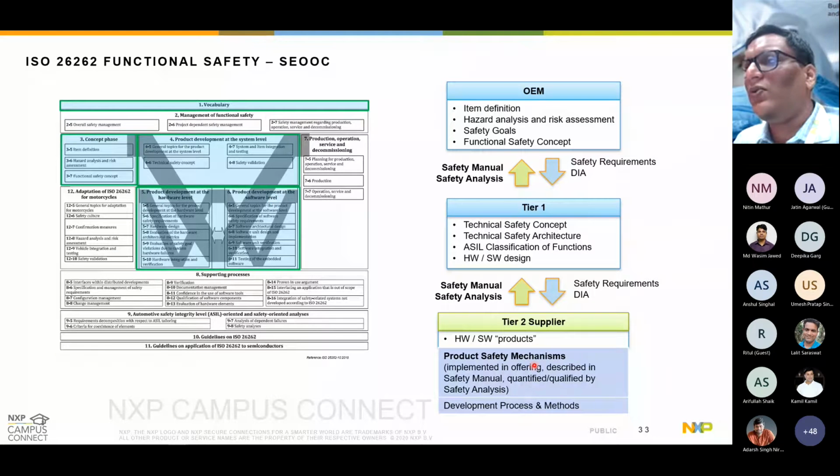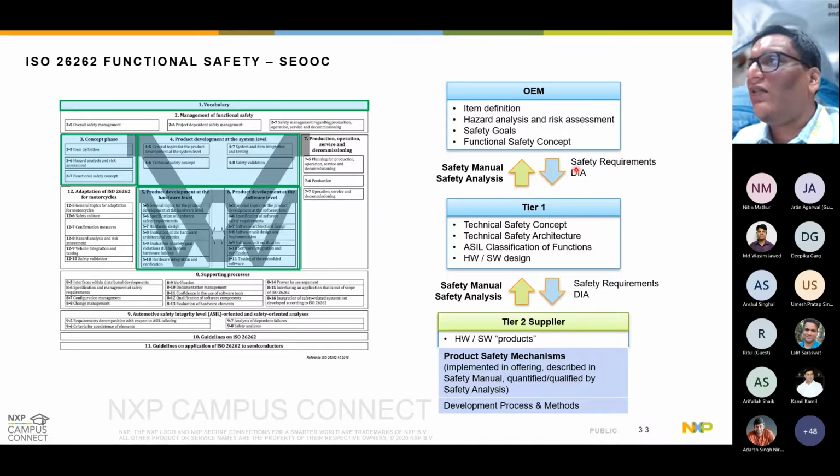So for example, for the tier two, NXP provides semiconductor components. So part five is applicable. We also provide some software components. So that's part six here. Each of these parts has several requirements to meet a certain safety integrity level. And each of these parts is a responsibility of the OEM, tier one or tier two. So the responsibilities are very clearly demarcated, that this is what you need to do.